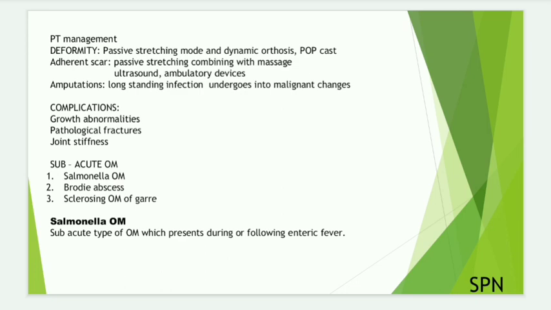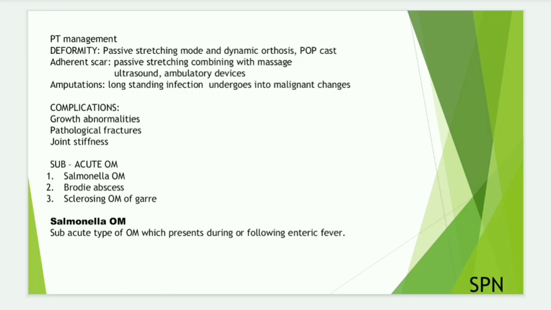Deformity, you can see the passive stretching mode and dynamic orthosis. You can use POP cast and then splints for passive stretching by combining your gentle massage and ultrasound. Your next, ambulatory devices. For the amputations, long-standing infection undergoes into the malignant changes. Complications, it might be growth abnormalities, pathological fractures and joint stiffness.